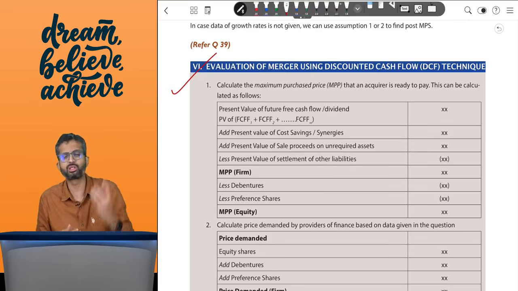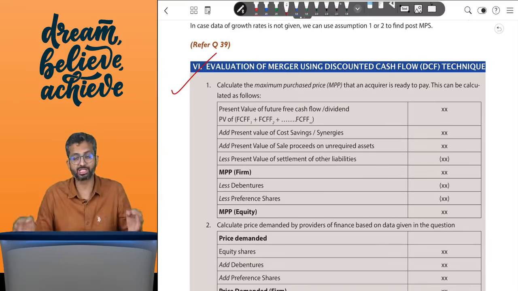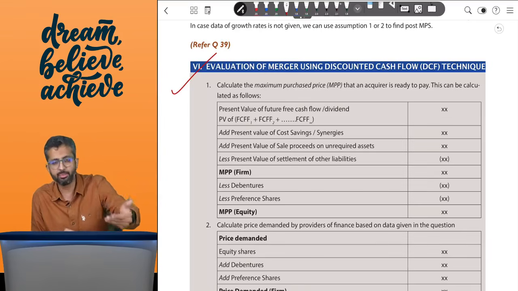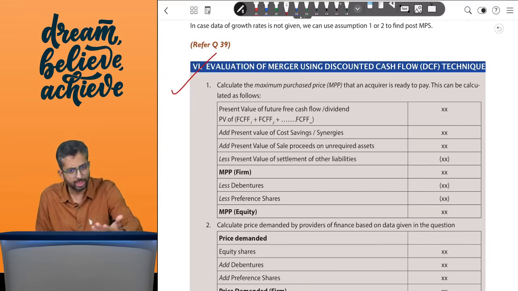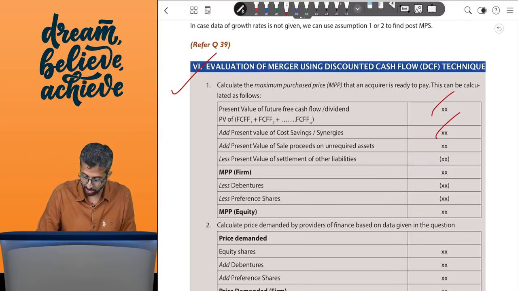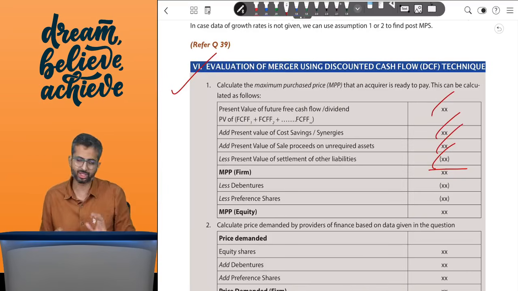Or there may be certain unrequired assets like office space, which is not required, and you will sell that office space. So the present value of sale proceeds from these unrequired assets will also be added. And if there are any liabilities that are taken over and paid off, then those liabilities will be deducted. Free cash flows plus the cost savings plus the sale proceeds minus any liabilities will give you the maximum purchase price to be paid to the providers of capital.